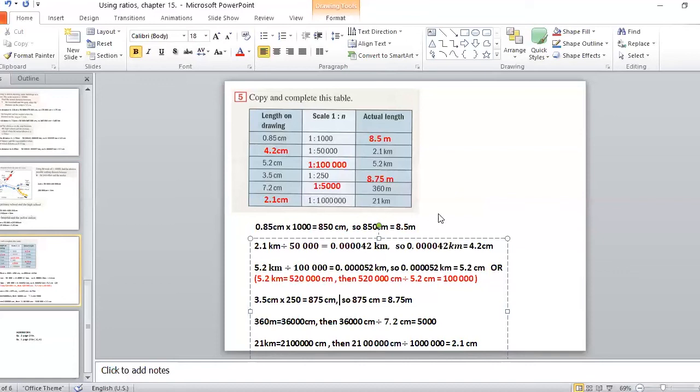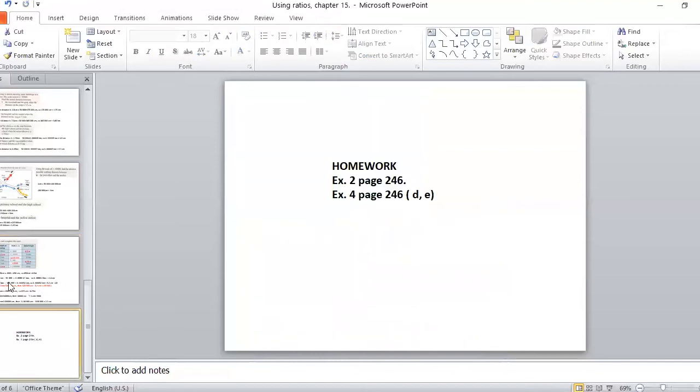Then the last row, 21 kilometers, and a million is the second number of the ratio used. You are asked to find the number of the first column. I have written 2.1 centimeters for this reason. First, 21 kilometers has been converted into centimeters, multiplying it by the fifth power of 10. Then 2,100,000 centimeters has been divided by a million, the given number here, giving us 2.1 centimeters. I hope it was clear for you.